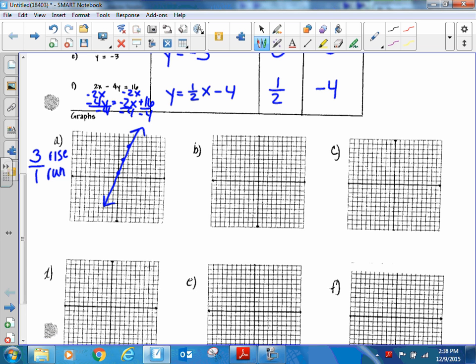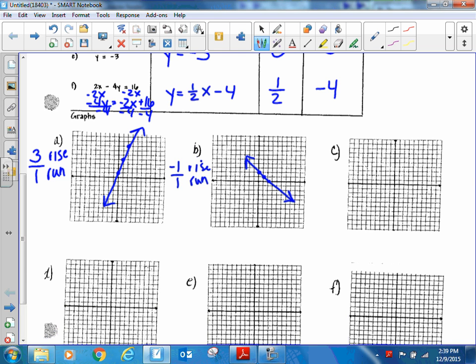For B, my y-intercept is a positive 2, so I'm going to put my first spot at positive 2. And now I'm going to use my slope. My slope is negative 1 over 1, so that's my rise over run. Although it says rise over run, when it's a negative, we're going to go down. So I'm going to go down 1 over 1, down 1 over 1. I have my 3 points. I'm going to connect them with a straight edge, and there's my line.